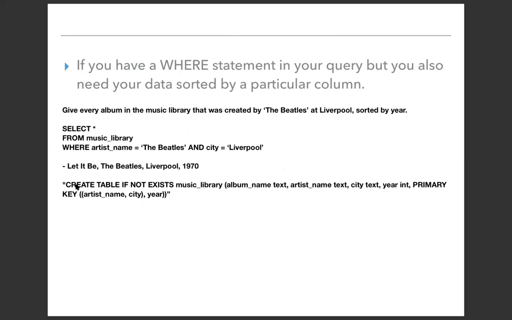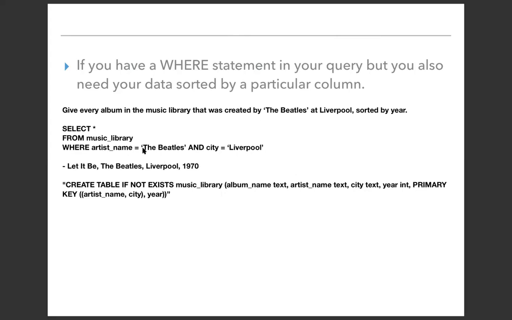So I'm going to write my statement as CREATE TABLE IF NOT EXISTS, then the name of the table, and then the first column, which is the album name, a text, then artist name, that's the Beatles, right? And then Liverpool, which is the city, then the year, which is an int, and the primary key in this case will be a composite primary key, all right?